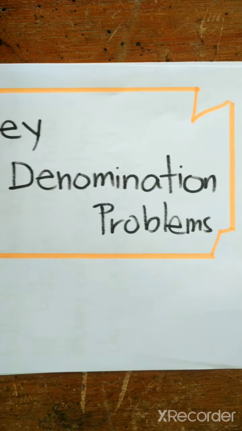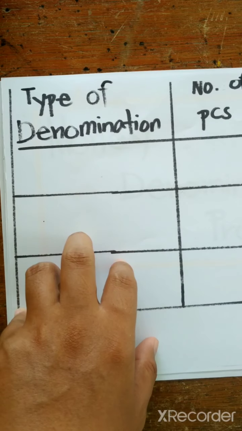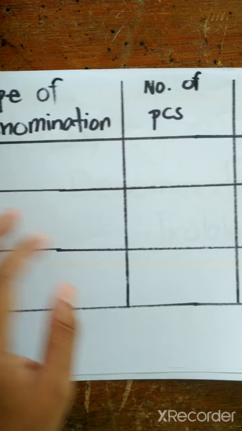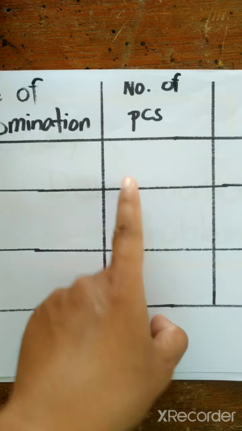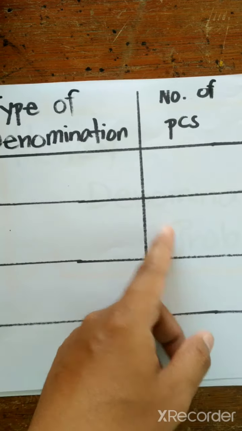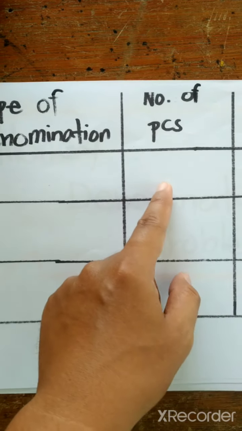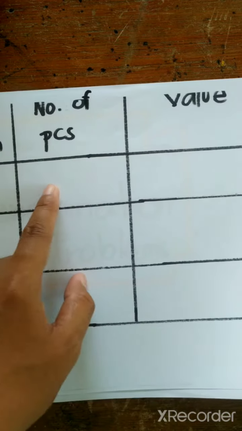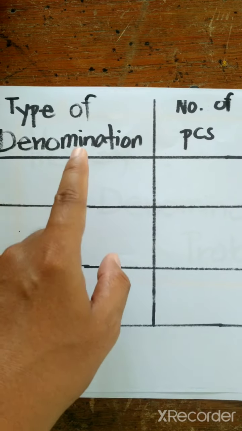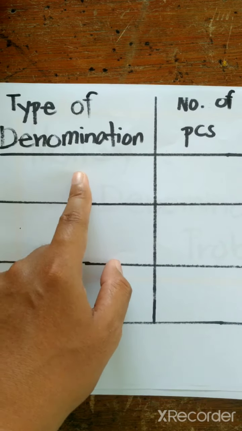We're going to solve it in a tabular form. We're going to write first our type of denomination. What denomination is it? Is it in bills or coins, 1 peso coin, 5 peso coin, etc. And next is the number of pieces. How many pieces of each denomination are there? And then its value. To find the value, you are going to multiply the type of denomination and the number of pieces.